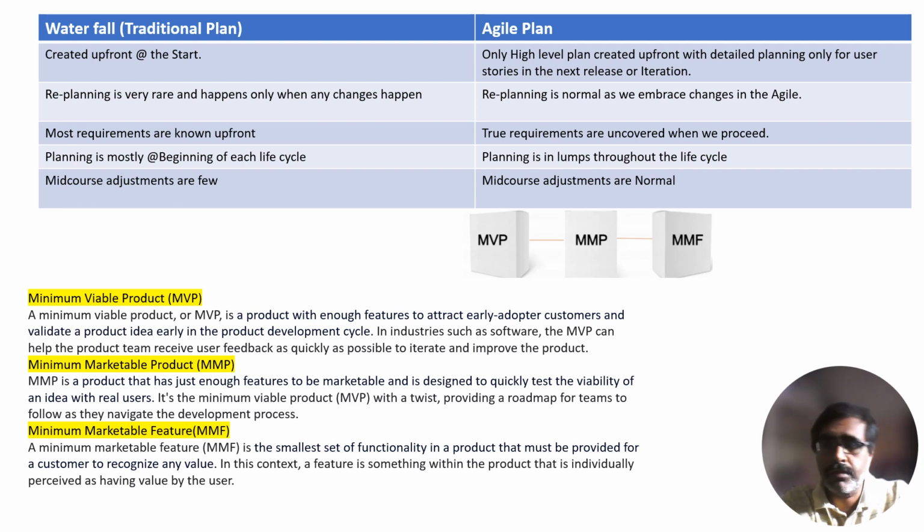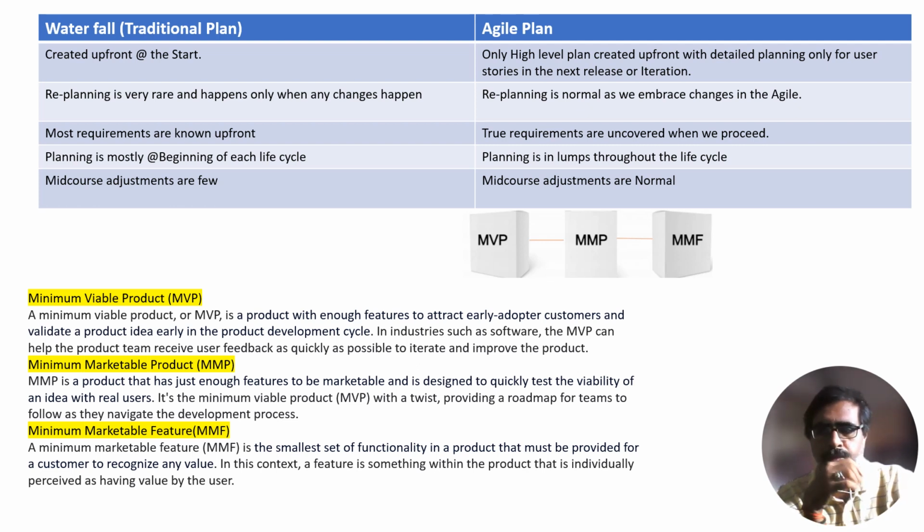Second, replanning is lesser in a traditional waterfall methodology, only when changes happen. If changes happen, then we go for replanning. Whereas in Agile planning, replanning is the norm as we embrace changes. In Agile, we normally accept changes, so replanning is unavoidable. Most requirements are known upfront in traditional plans, whereas in Agile plans, true requirements are uncovered as we proceed.